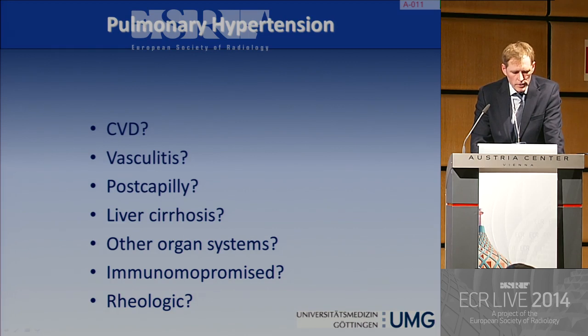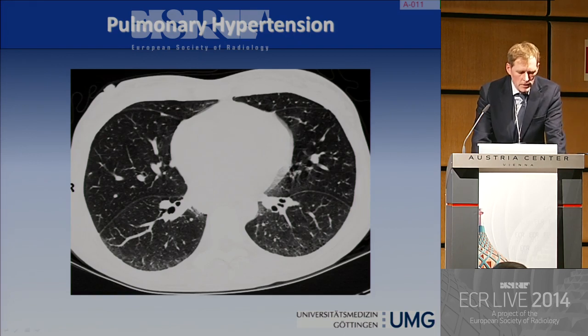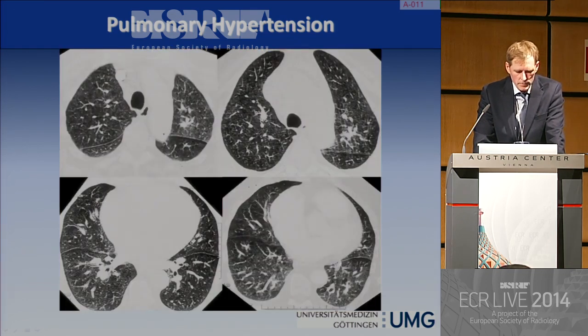And now we cross over to patients with pulmonary hypertension. The questions are, do they have collagen vascular disease? Do they have vasculitis? Is the hypertension post-capillary? Do the patients have liver cirrhosis or are other organ systems involved? Are they severely immunocompromised? Or do we have rheologic problems? So this is a patient with systemic sclerosis and pulmonary hypertension. There's not much evidence of NSIP. There's only slight evidence of NSIP in this patient.